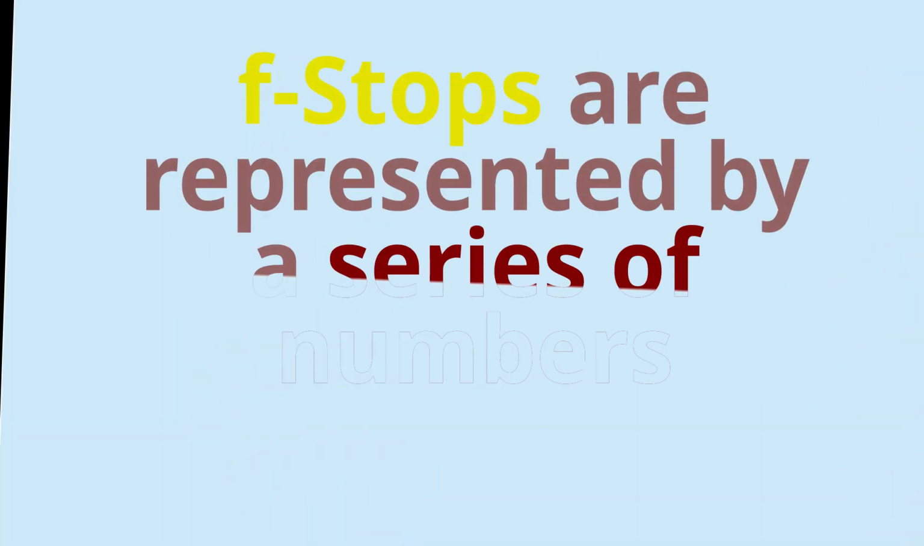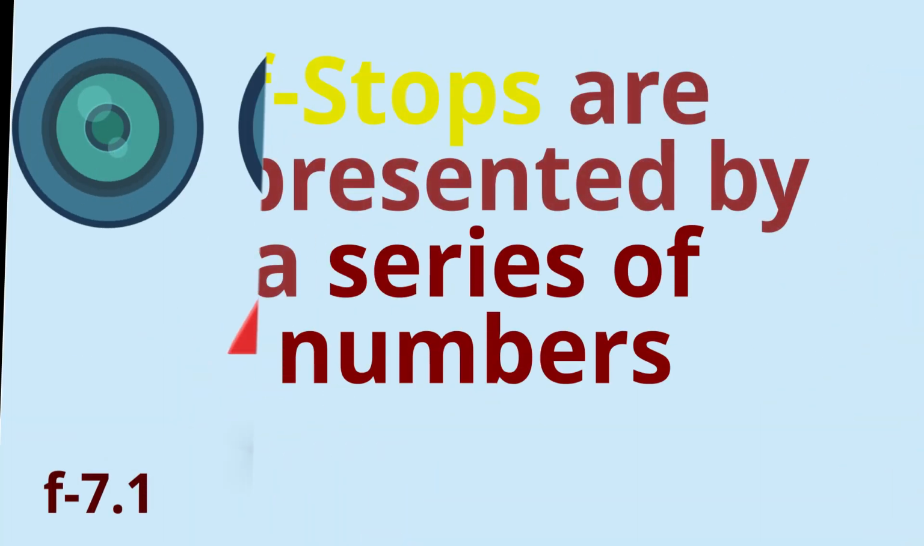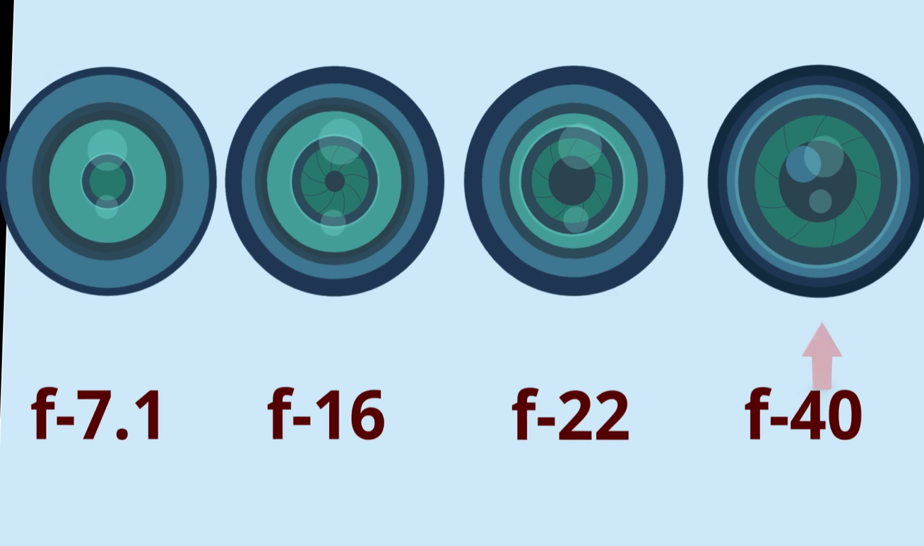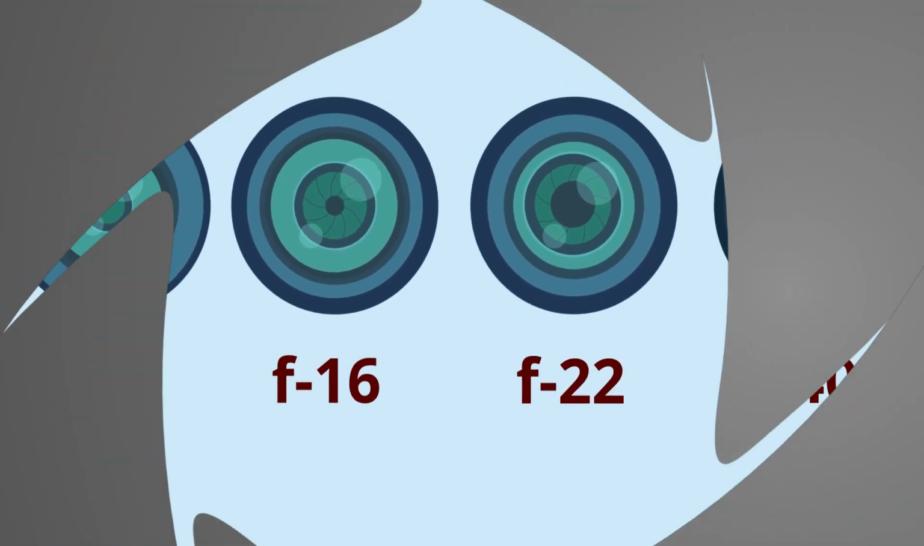F-stops are represented by a series of numbers. The lower the number, the wider the aperture, and the more light enters your camera.